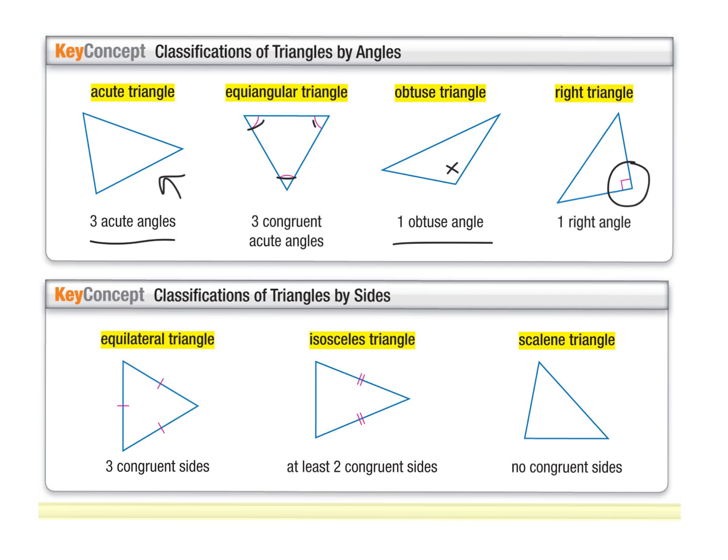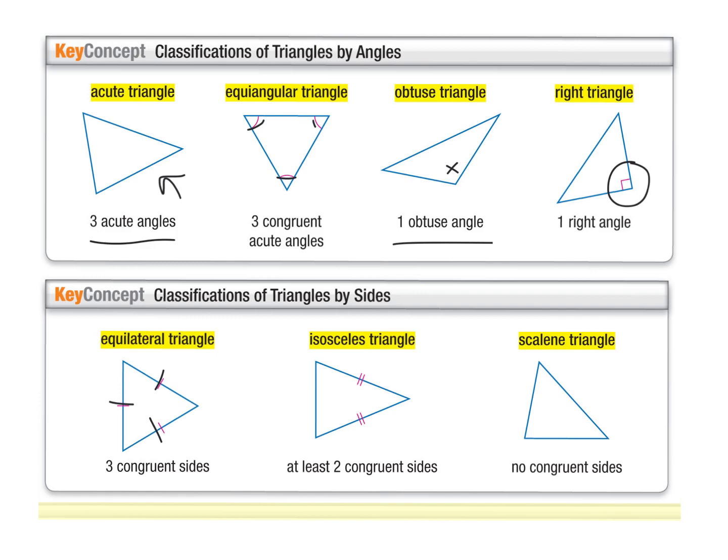We have equilateral, isosceles, and scalene. What do you notice about equilateral here? All 3 sides are the same because you see these congruent signs. Equilateral, equal sides. Lateral means sides. If a triangle is equilateral, does that mean that it's equiangular? Yes. Good.